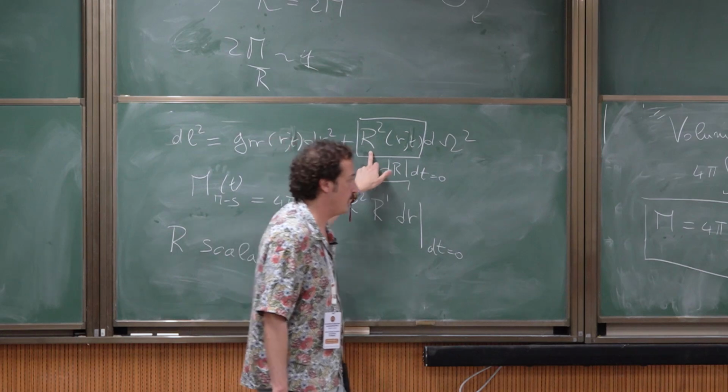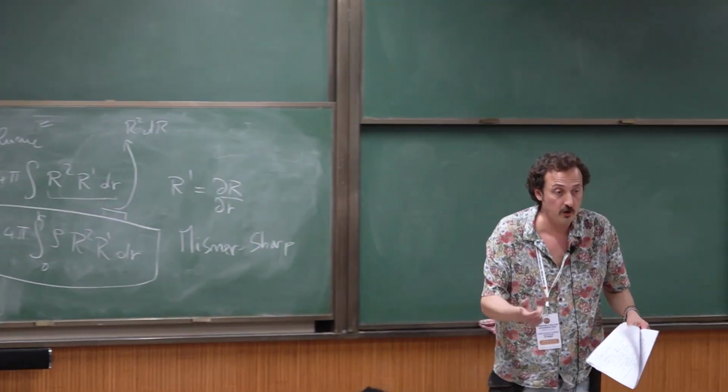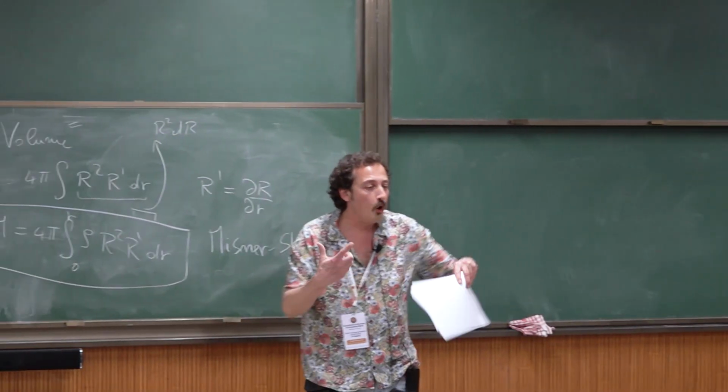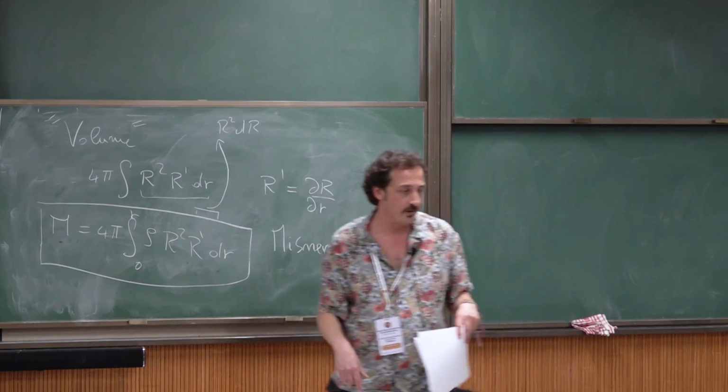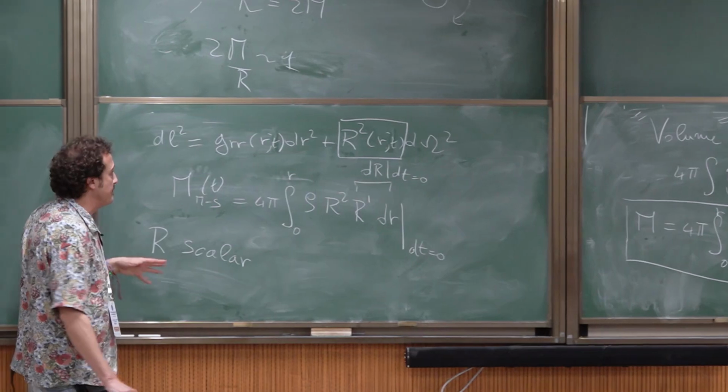Okay, is that clear? Of course, you can change coordinates and get another function, and then you will have some sum of different components of the metric, whatever. Okay, so far so good.